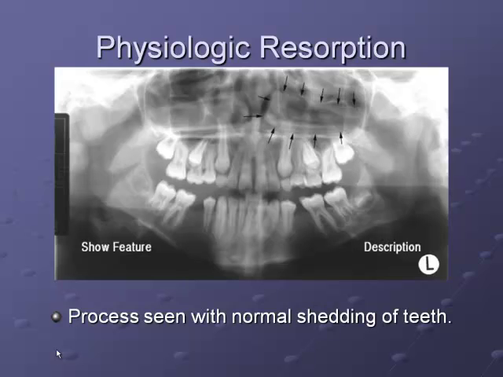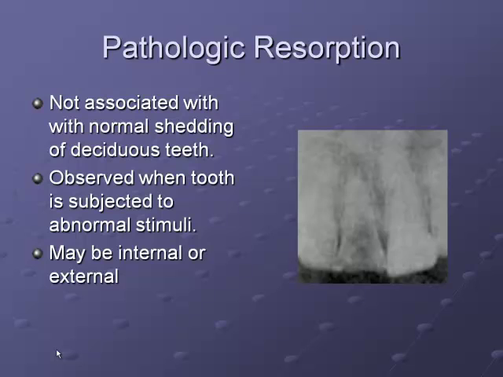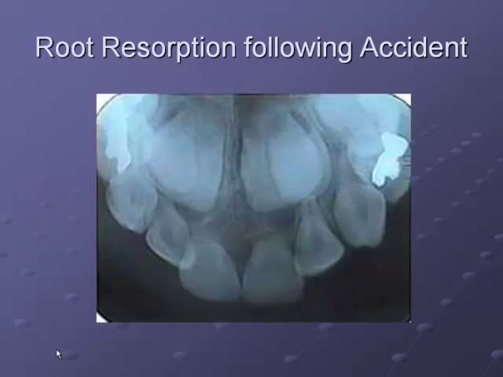In this panorex, you can see a physiological resorption, which is the process seen with normal shedding of primary teeth when the permanent teeth erupt. A pathological resorption is not associated with normal shedding of deciduous teeth. It's observed when teeth are subjected to abnormal stimuli, and it may be internal or external stimuli. This radiograph depicts root resorption following an accident or trauma due to pathological resorption.